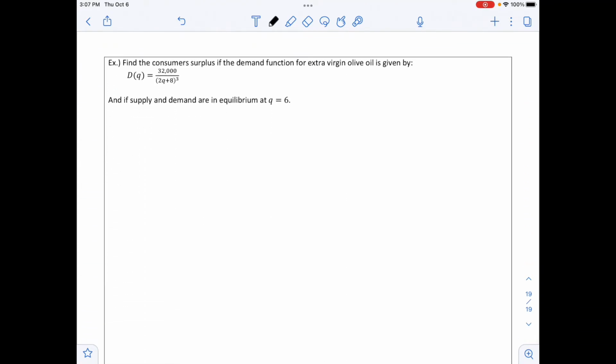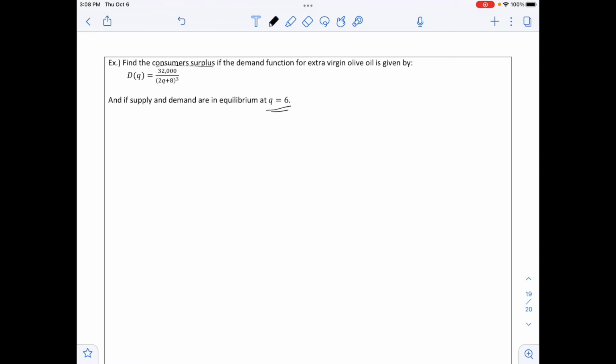The example says, find the consumer surplus if the demand function for extra virgin olive oil is given by D of Q equals 32,000 over (2Q plus 8) raised to the third power, and if supply and demand are in equilibrium at Q equals 6.